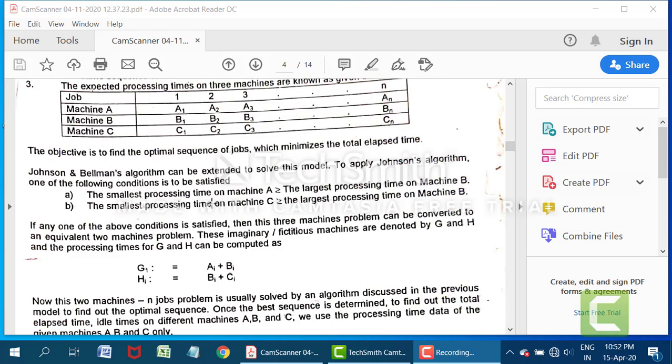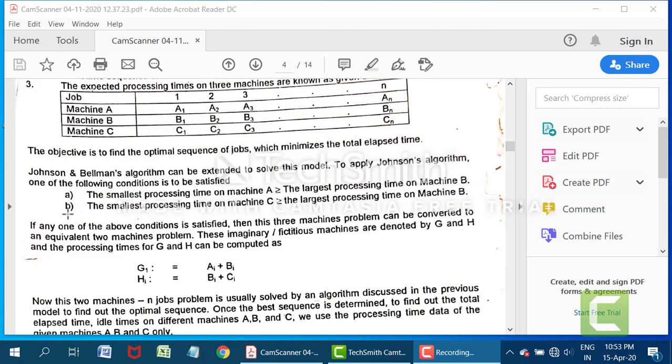So you don't need to satisfy both conditions. Check the first condition first. If it is satisfied, you can apply the algorithm. If the first condition is not satisfied, then only do you need to check the second condition. If the second condition also fails, then this algorithm cannot be applied. If both conditions fail, you can write in the solution that Johnson's algorithm cannot be applied to this particular problem. Naturally, that situation may not arise once the data is given. If any one of these conditions is satisfied, then as said earlier, Johnson's algorithm can now be applied.